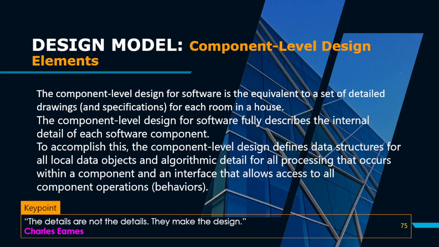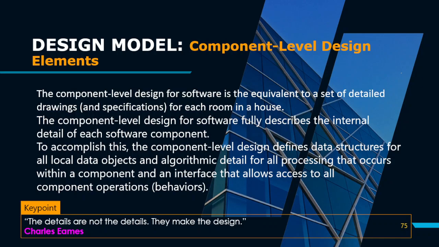Next one is component level design elements in the design model. Okay, the component level design of the software is equivalent to a set of detailed drawings. For example, if you come to a room in a house, you will draw the room size and doors and where the windows would be, every detail will be in there, right? So here also, in software engineering, the component level design fully describes the internal detail of each and every software component.